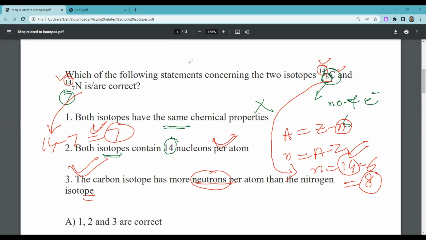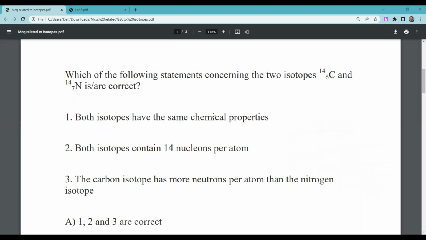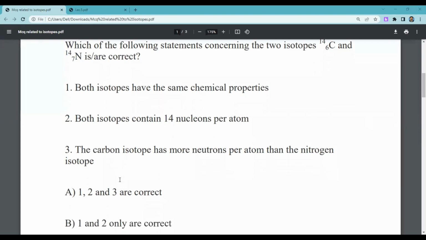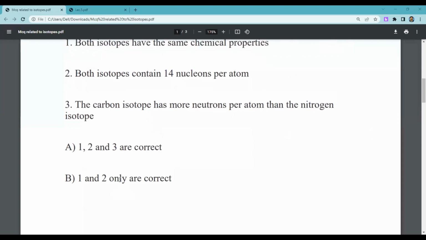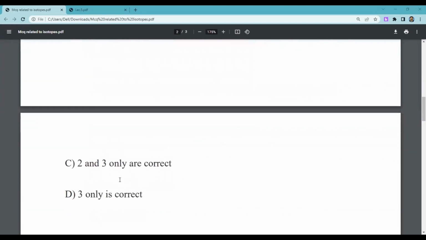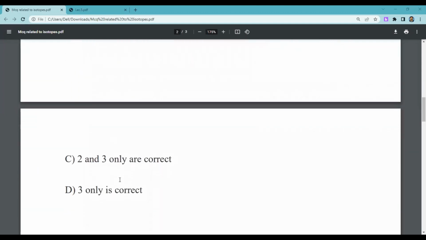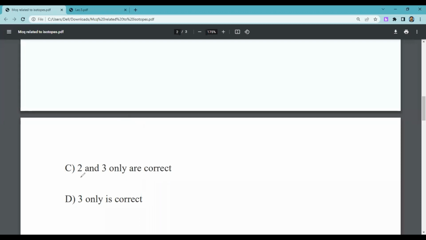So our required option will be: first, second and third statements are correct. This is wrong, because the first statement is wrong. 1 and 2 are only correct: this is also wrong, because 2 and 3 are only correct. Yes, this option is correct. Only 2 and 3 are correct. The correct statement will be this. Now move further.